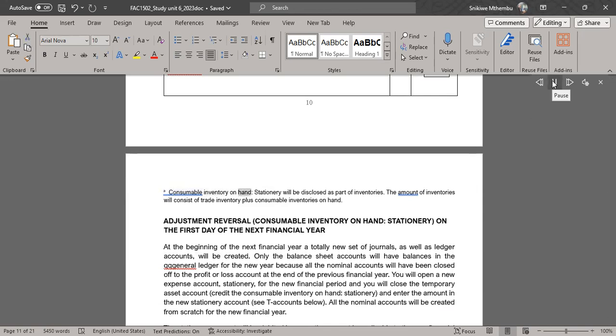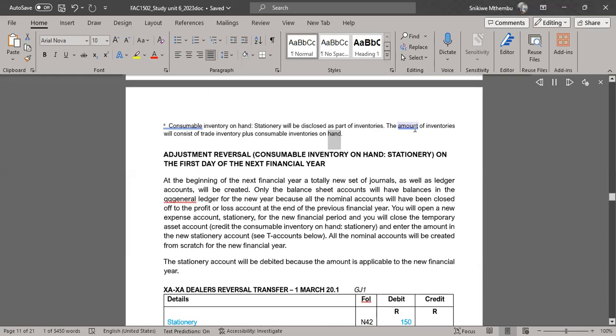Consumable inventory on hand, stationery, will be disclosed as part of inventories. The amount of inventories will consist of trade inventory plus consumable inventories on hand. Adjustment reversal, consumable inventory on hand, stationery, on the first day of the next financial year.